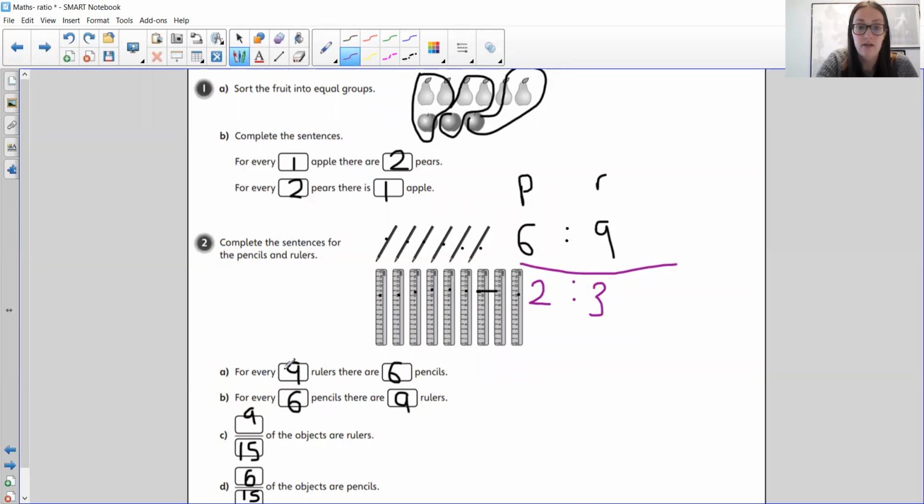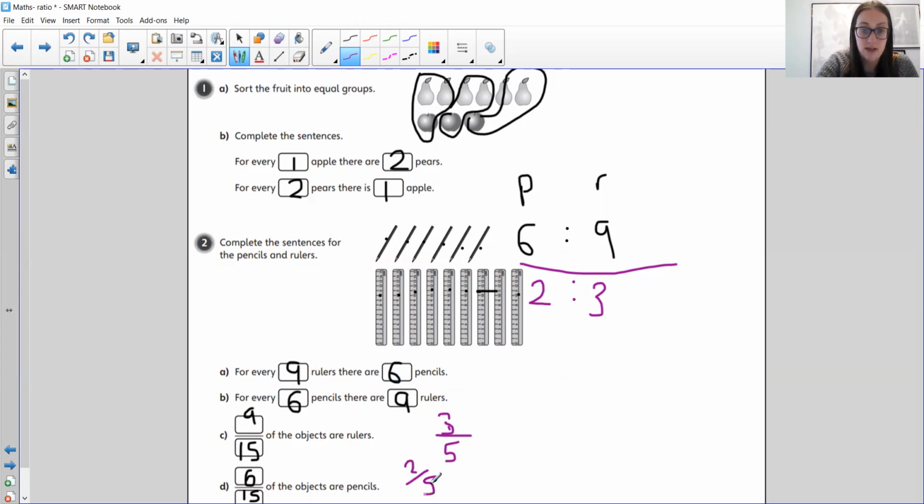So you could have written for every 3 rulers there are 2 pencils, or for every 2 pencils there are 3 rulers. So I've got 2 parts pencils, 3 parts rulers. My whole would be 5. So you could have said 5. No, you couldn't. You could have said 3. 3/5 are rulers and 2/5 are pencils.